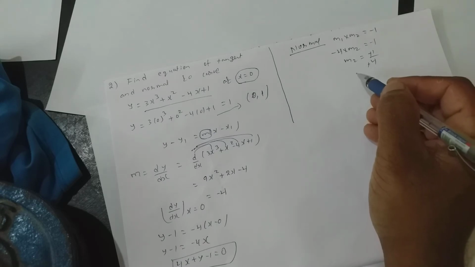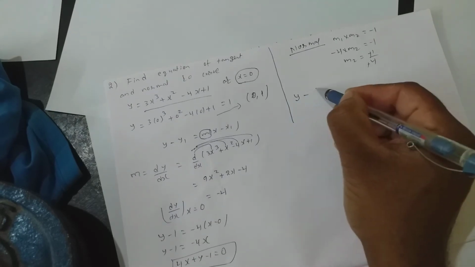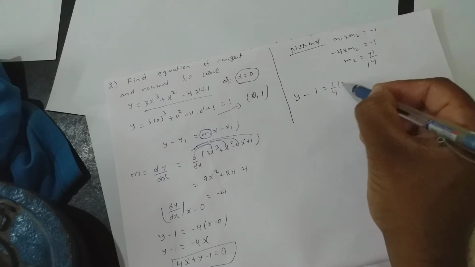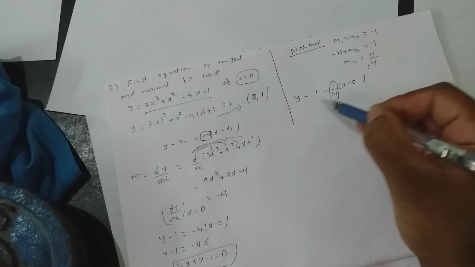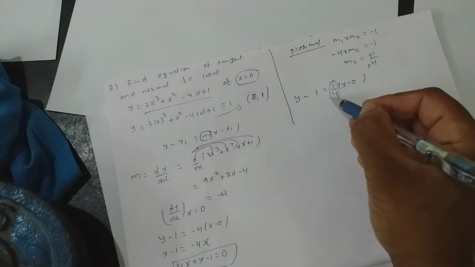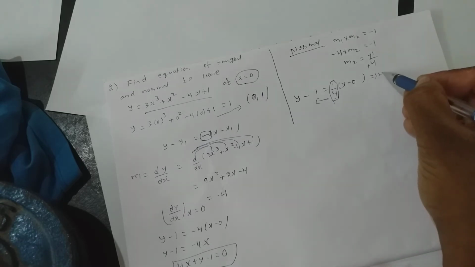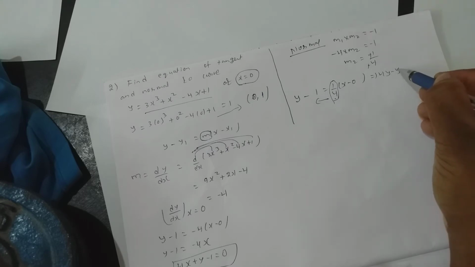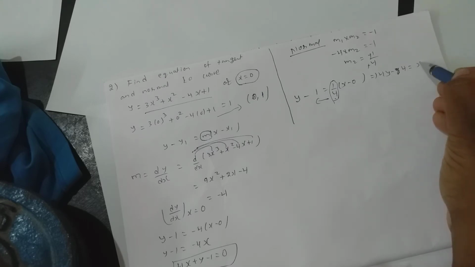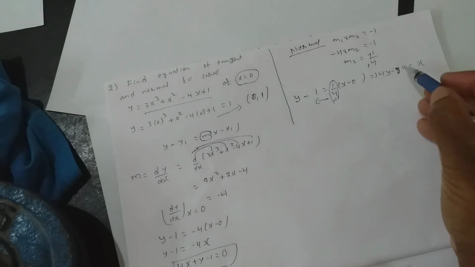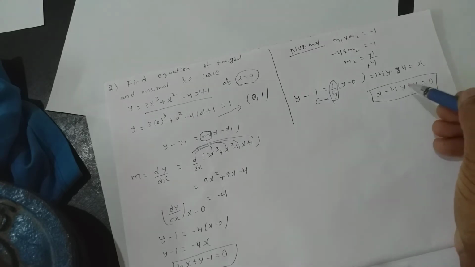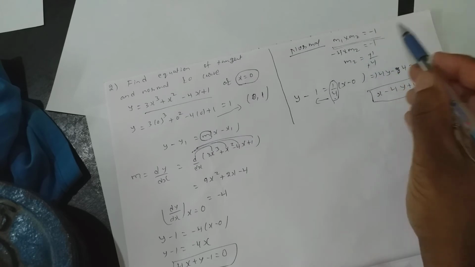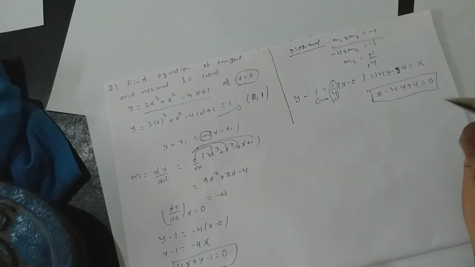Is it clear? So my normal equation now is y minus 1 equal to 1 by 4 times of x minus 0. Difference is coming only in the slope. Here y minus 1 and x minus 0 are the same. So send 4 that side, it becomes 4y minus 4 equal to x. So it becomes x minus 4y plus 4 equal to 0 is my equation of normal. So for any normal this should be considered. That is what I am stressing on.